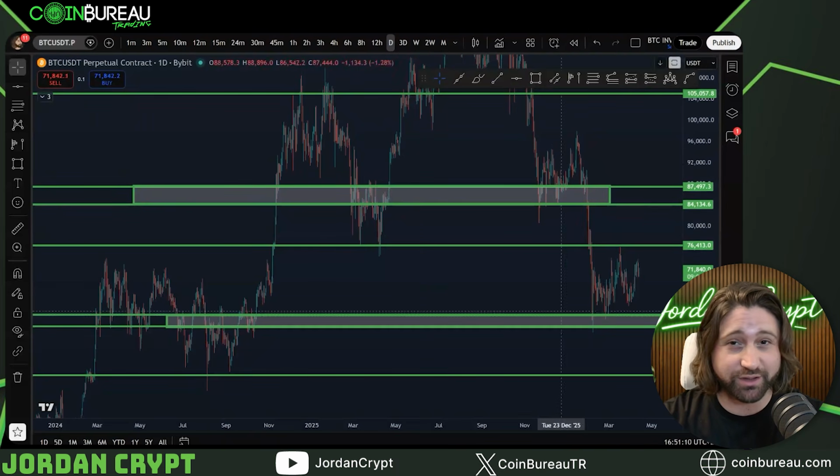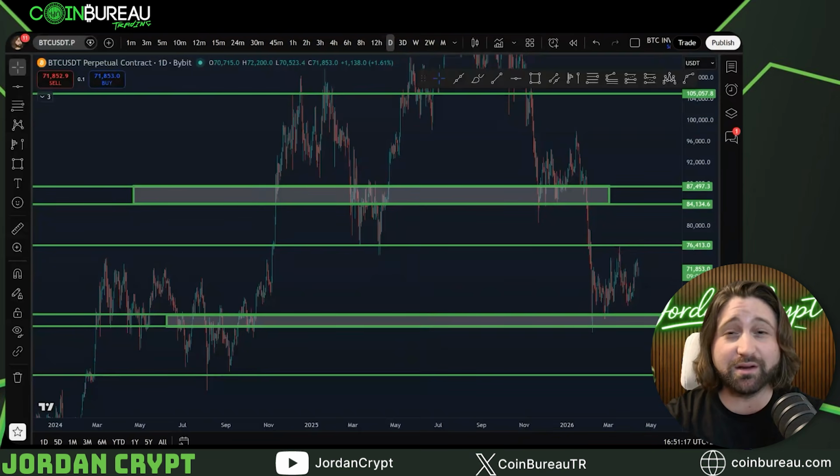Some common mistakes that beginners make here are drawing too many lines, ignoring the higher time frames, treating levels as exact prices instead of zones, and trading every touch without waiting for confirmation from other indicators for confluence. So let's have a look now at a few simple strategies using support and resistance.